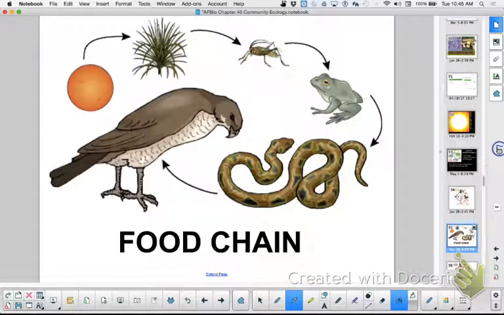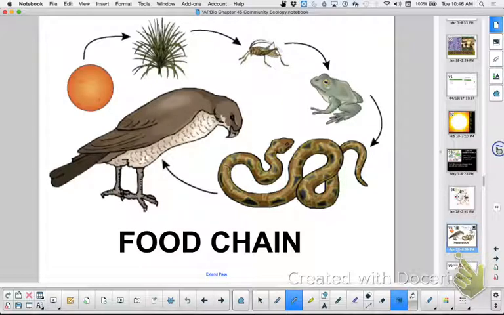Okay, what about this? Yeah, the cricket would be a, wait, a primary what? Consumer. Okay, what else would you call it? Herbivore. Any other names? Looking for an H word. Heterotroph. Good. Okay. Then what about the frog? What can we call it? Secondary consumer? Carnivore. Okay. And how would the snake's description be different than the frog's description?